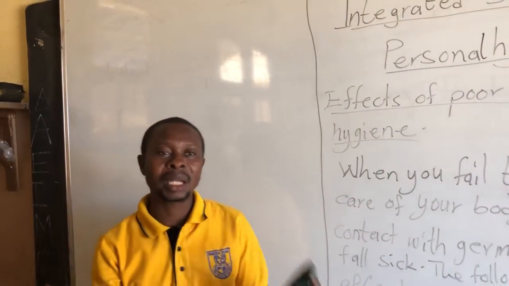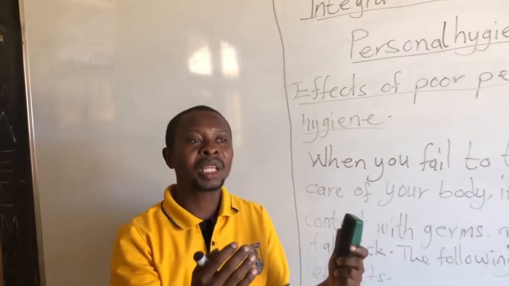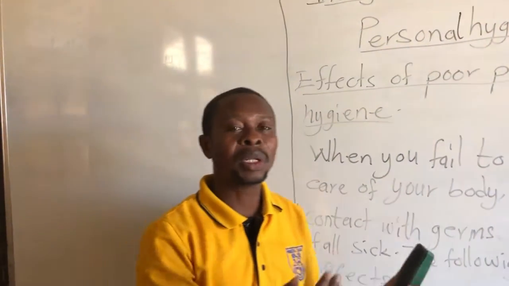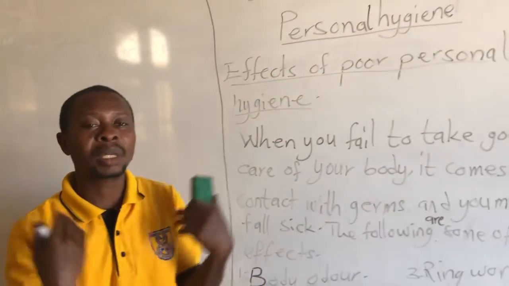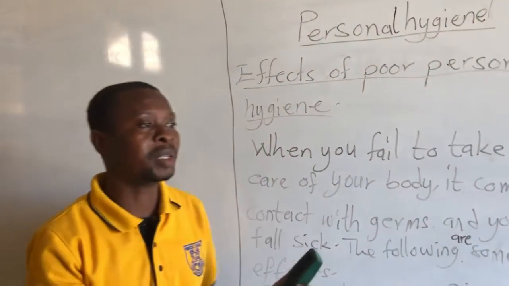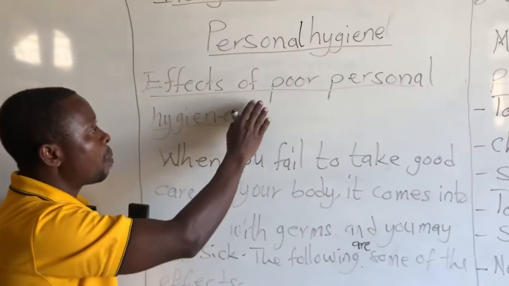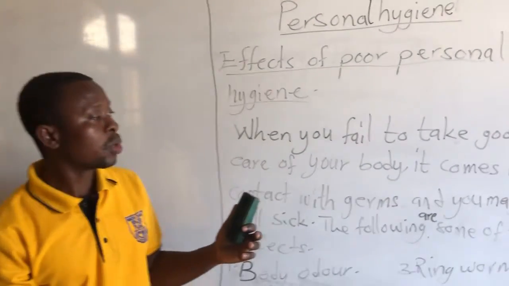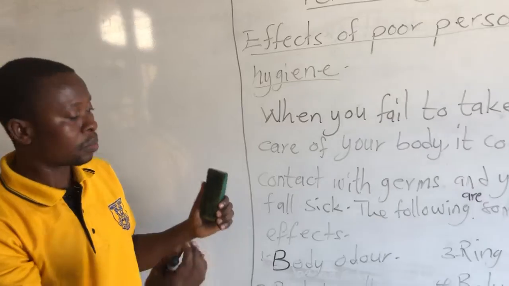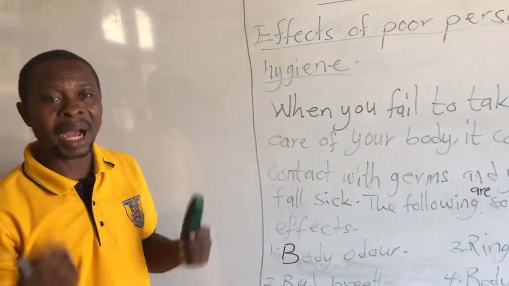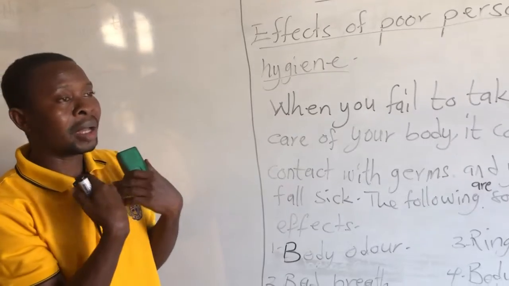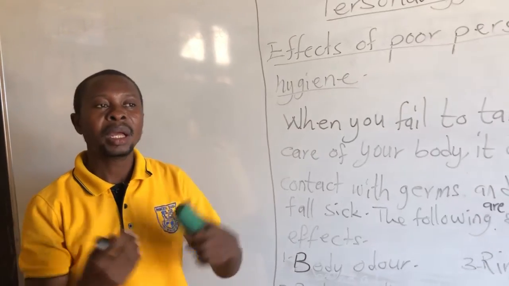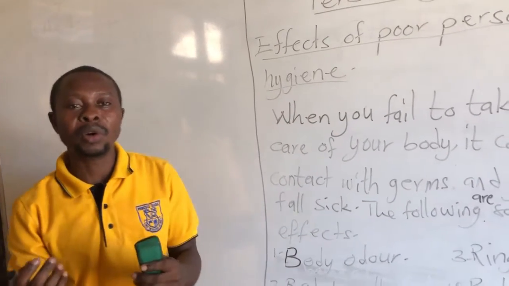In our previous lesson, we learned that hygiene is taking good care of ourselves, our body and our surroundings, to prevent the spread of diseases. So if we don't practice good personal hygiene, we are going to encourage the spread of diseases. Today we are going to look at some effects when we don't practice good personal hygiene, the effects on ourselves.